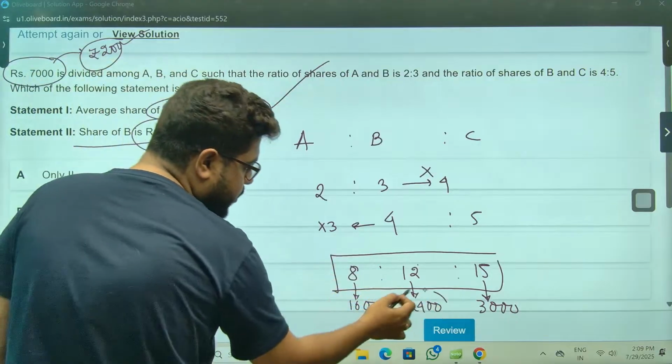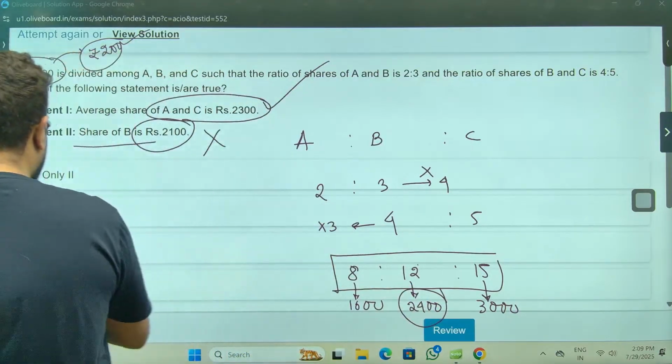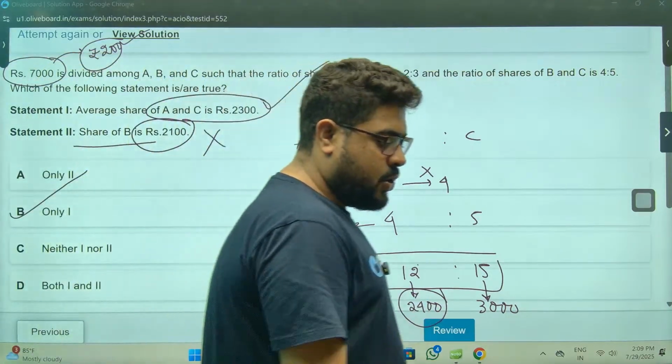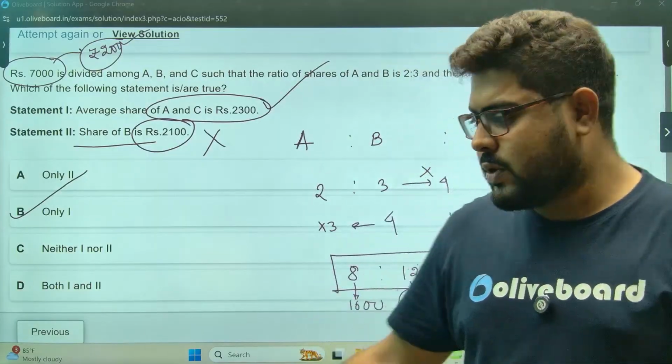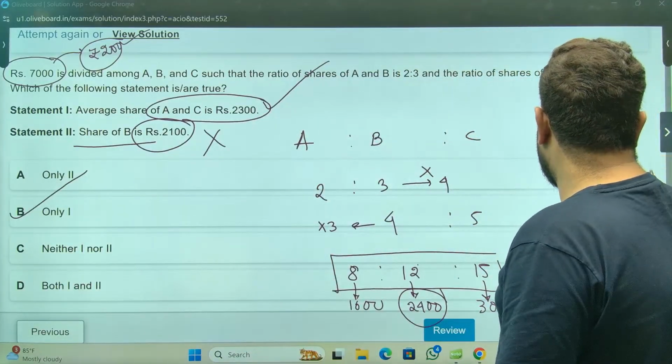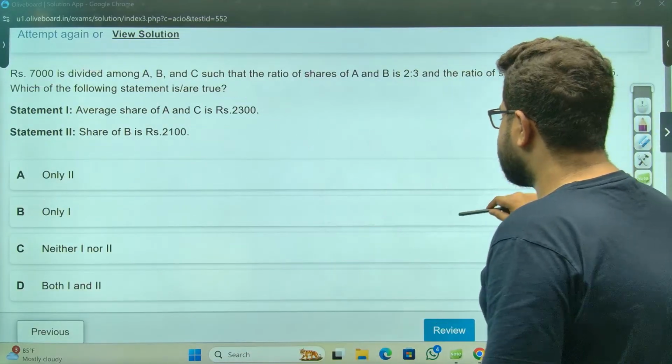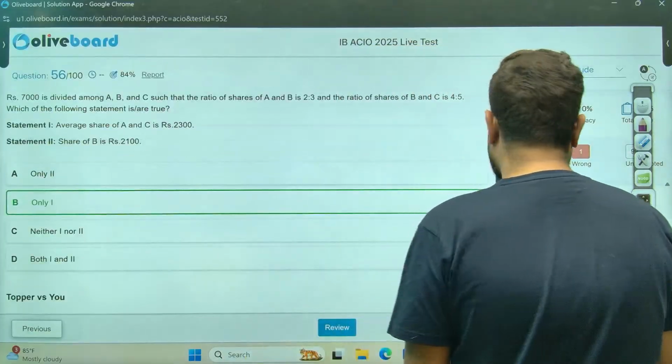Share of B is 21? No, sir, 24. This is not correct. So only one, option B is the answer. Only statement one is correct. The other statement, statement number 2, is false, sir. Done. What is there, sir? What is there?